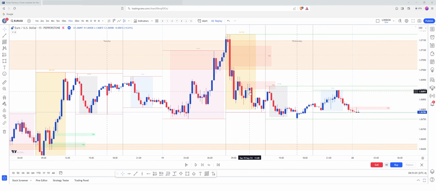So as always, we'll start our analysis off on the 15-minute time frame. We're going to be looking at our untapped levels of session liquidity. So we're using the session liquidity tracker indicator.